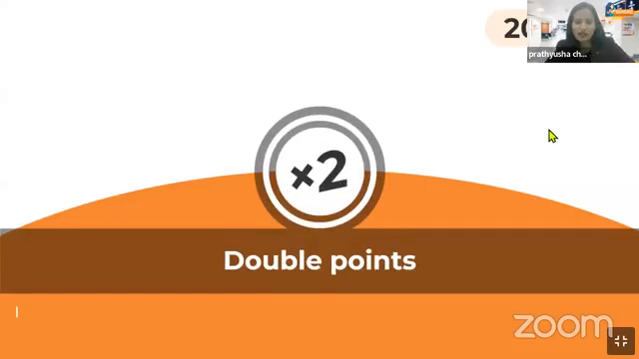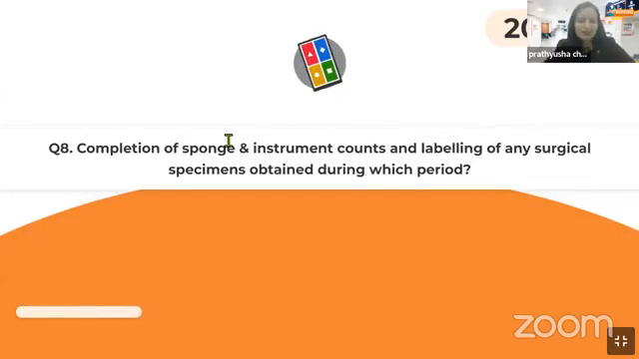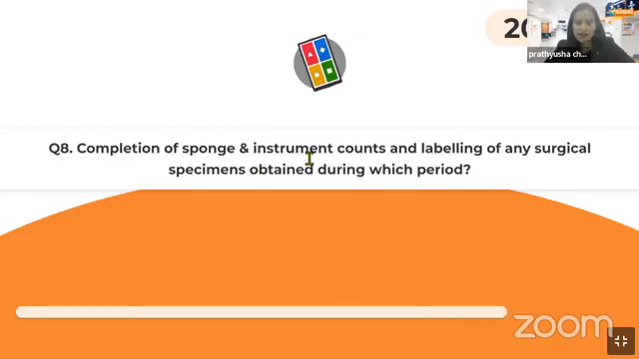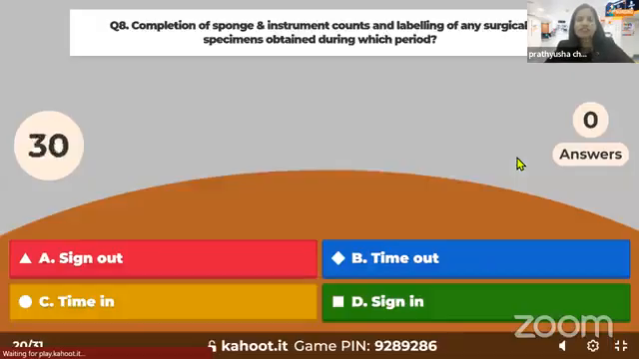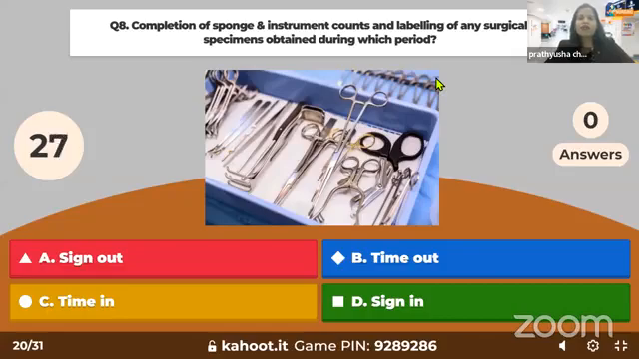So here we have got the double points. So let me tell you, the question is completion of sponge and instrument counts and labeling of any surgical specimen obtained during which period? Again, I'll repeat the question for you. Completion of sponge and instrument counts and labeling of any surgical specimens obtained during which period? Option A, sign out. Option B, time out. Option C, time in. Option D is sign in.